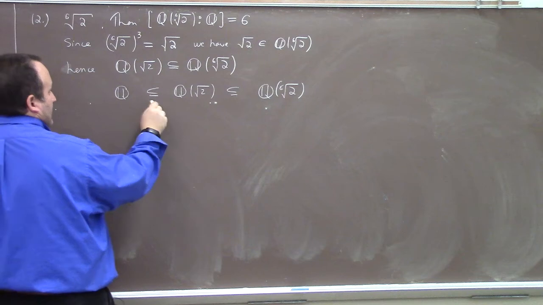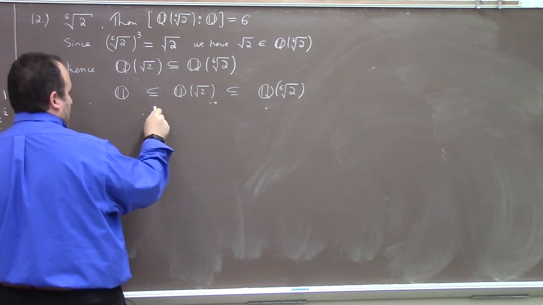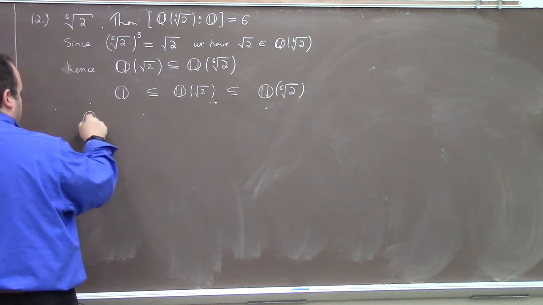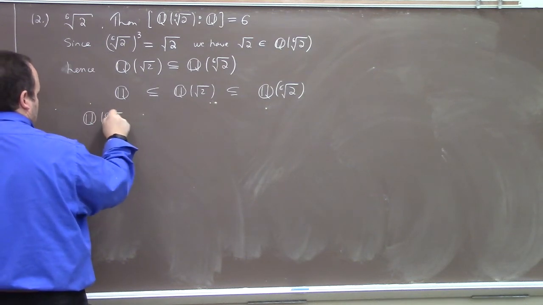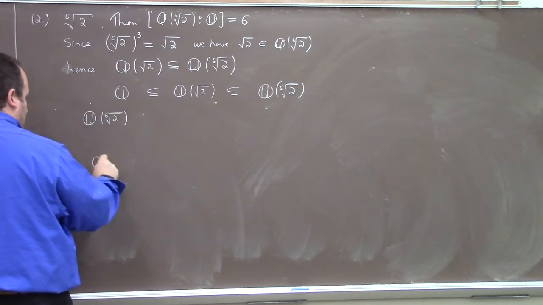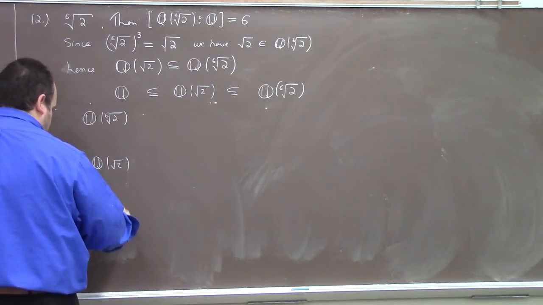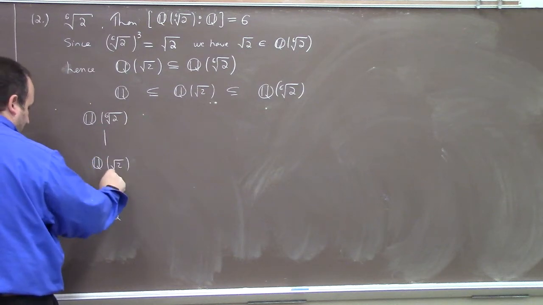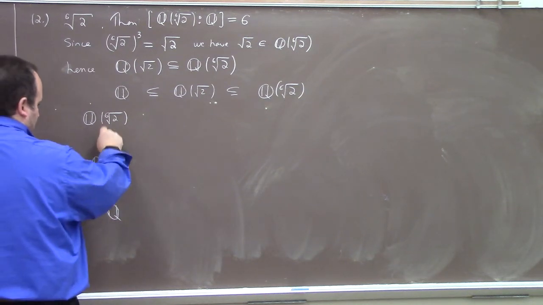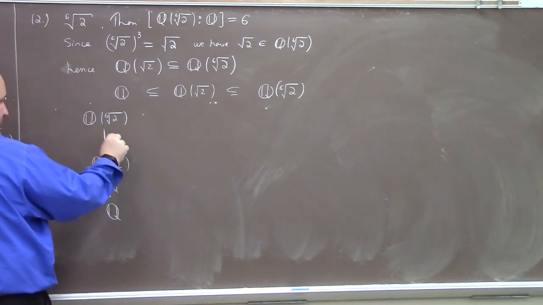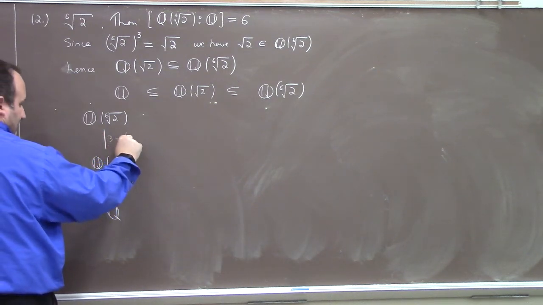So let me write this a different way. We have Q adjoin the sixth root of 2, Q adjoin the square root of 2, and Q. This is a tower of fields, and we can just write the degree on each step. This is a degree 2 extension. This is a degree 3 extension.